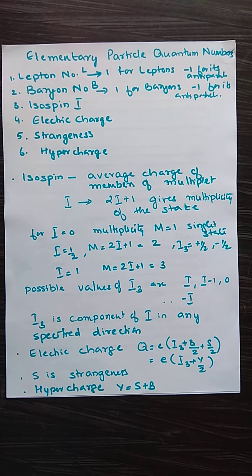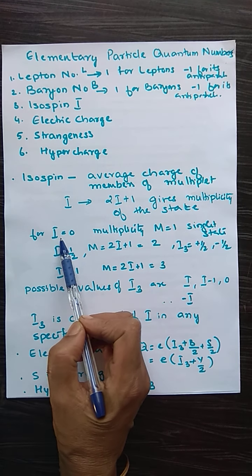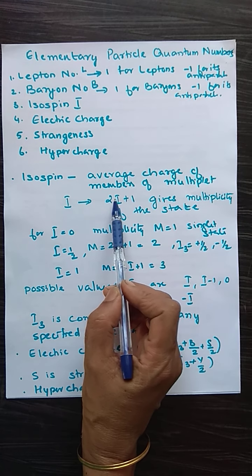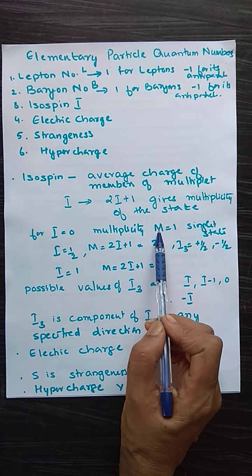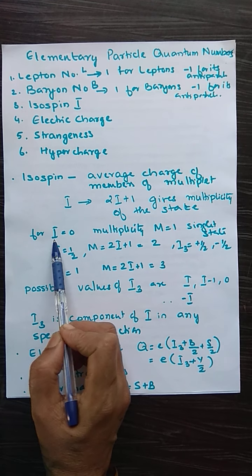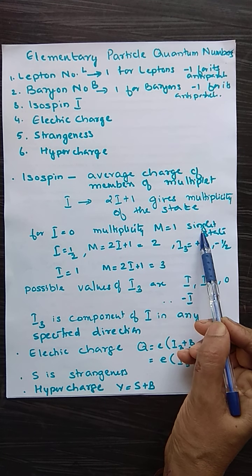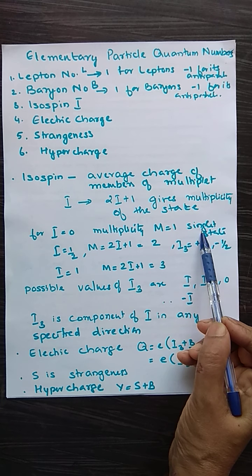That means different states are possible. How many different states? If 2I plus 1 states are possible, we can call I the isospin of that particular state. So for I equal to 0, the multiplicity will be 2 into 0 plus 1, that is equal to 1. So multiplicity is 1 when I equals 0. So it is having only a singlet state. Only one particular state is possible.